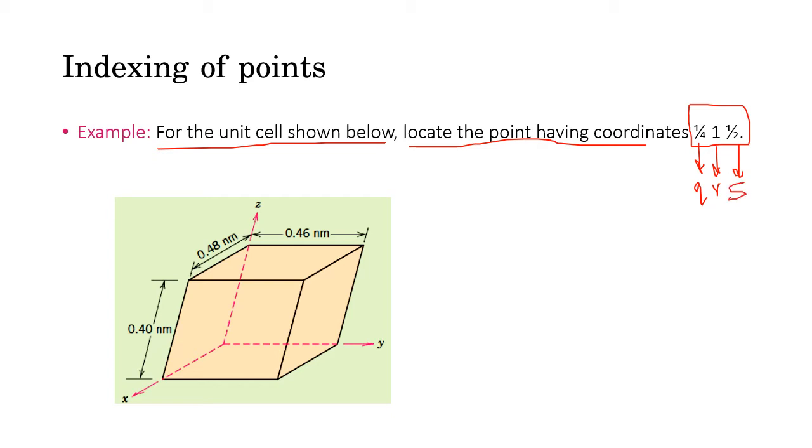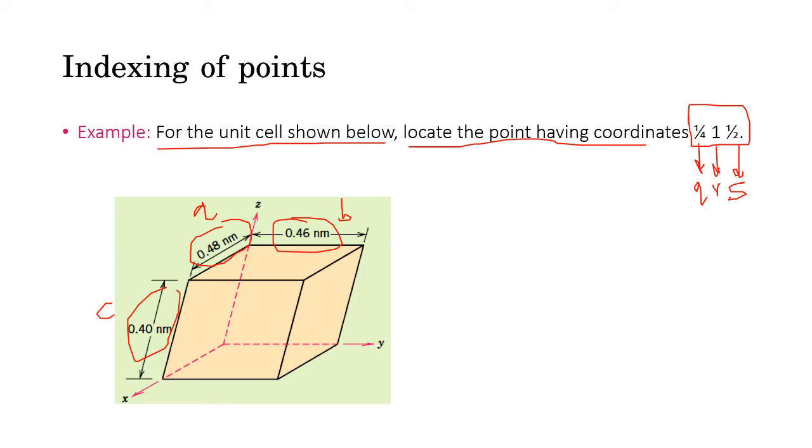The edge lengths are given here in the picture. So unit cell edge length along x-axis is 0.48 nanometer. You should be aware that nanometer is 10 raised to minus 9 meter. Edge length along y-axis or B is 0.46 nanometers. So this is B, A is 0.48, and finally the edge length along z-axis is C, 0.4 nanometer.